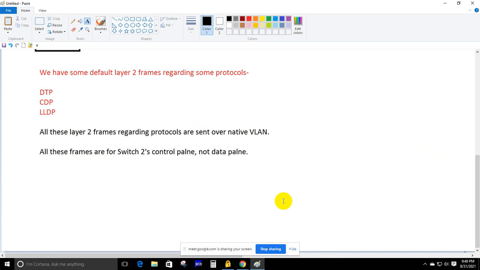In case of .1Q, these frames are sent untagged. But in case of ISL, these frames are also sent tagged.